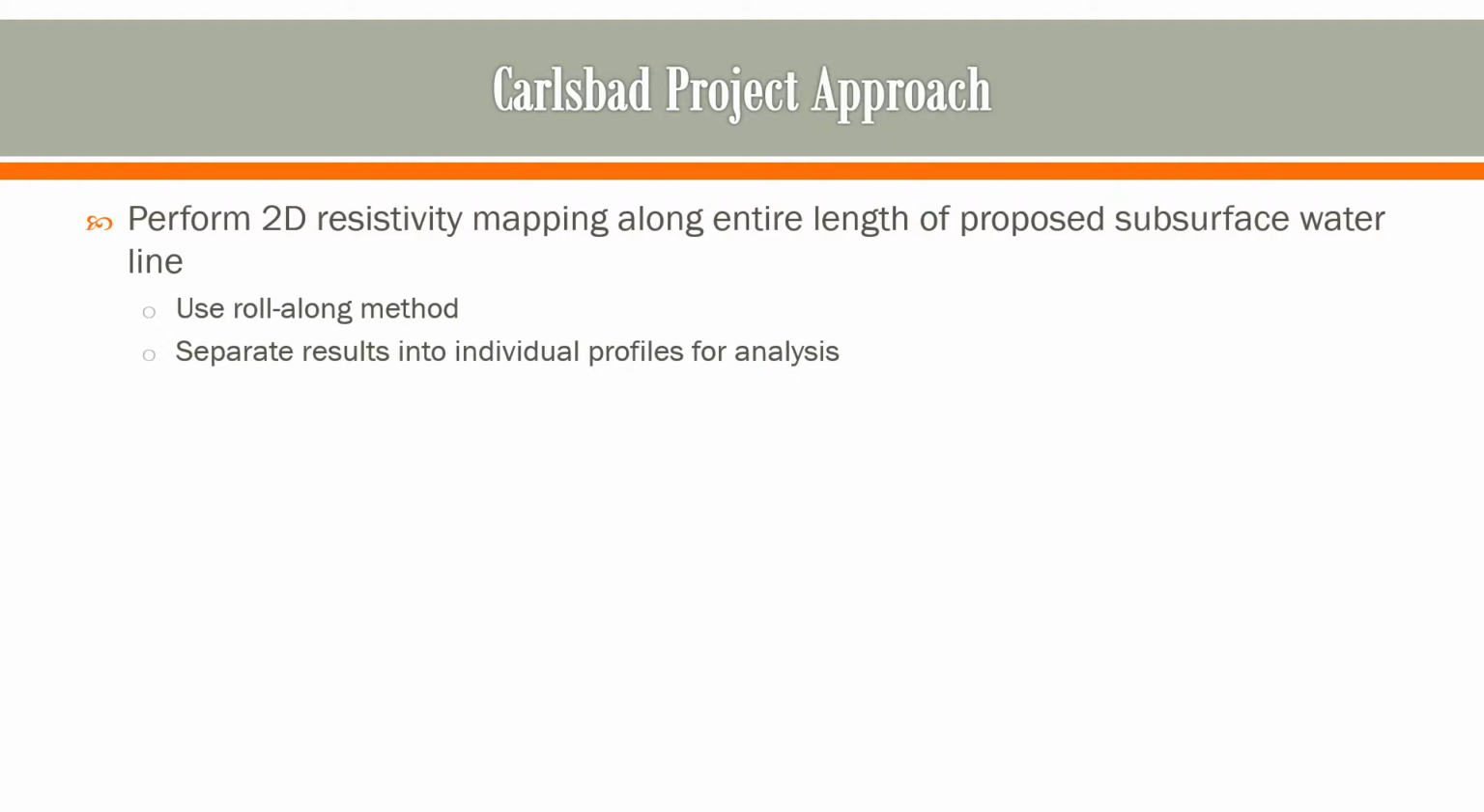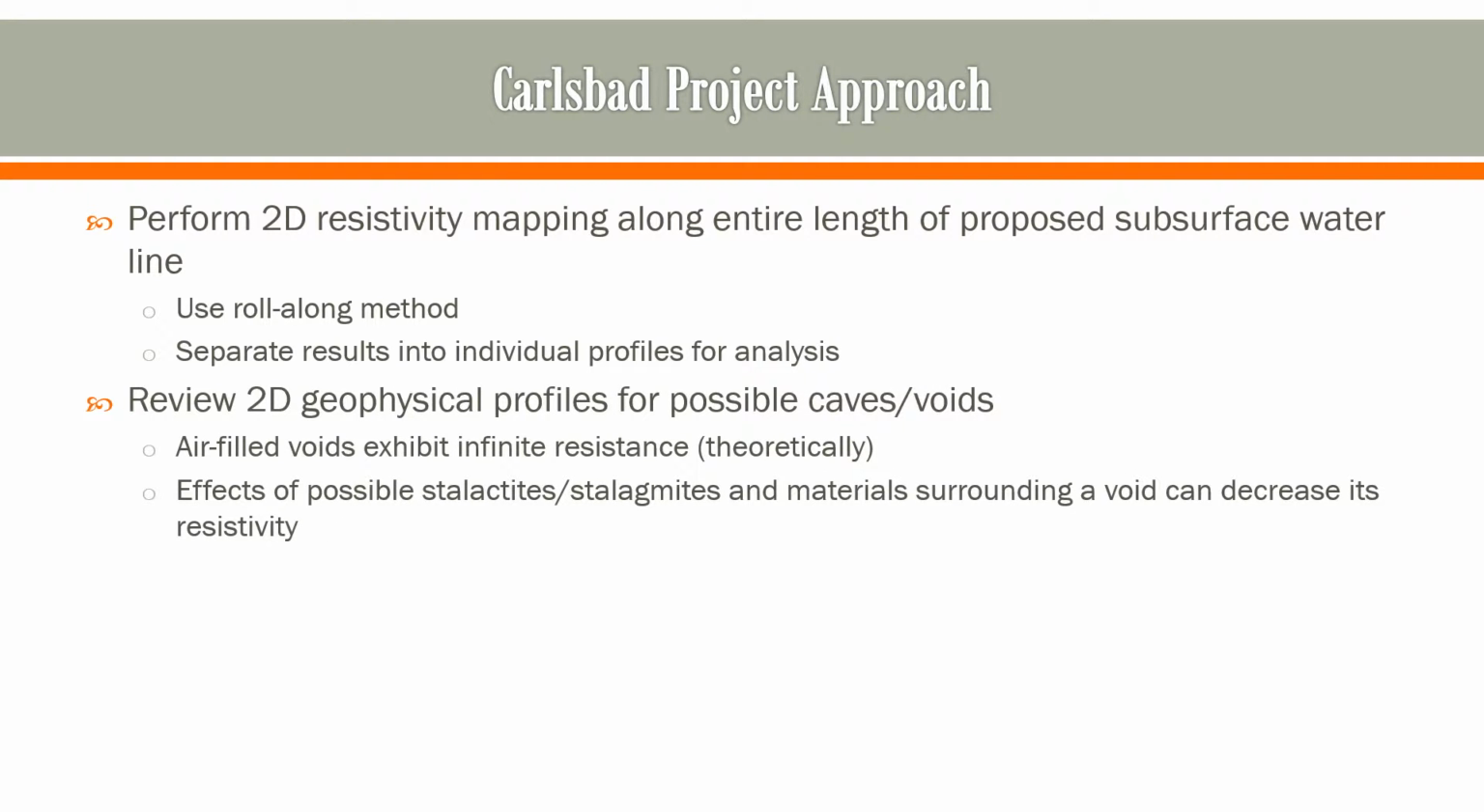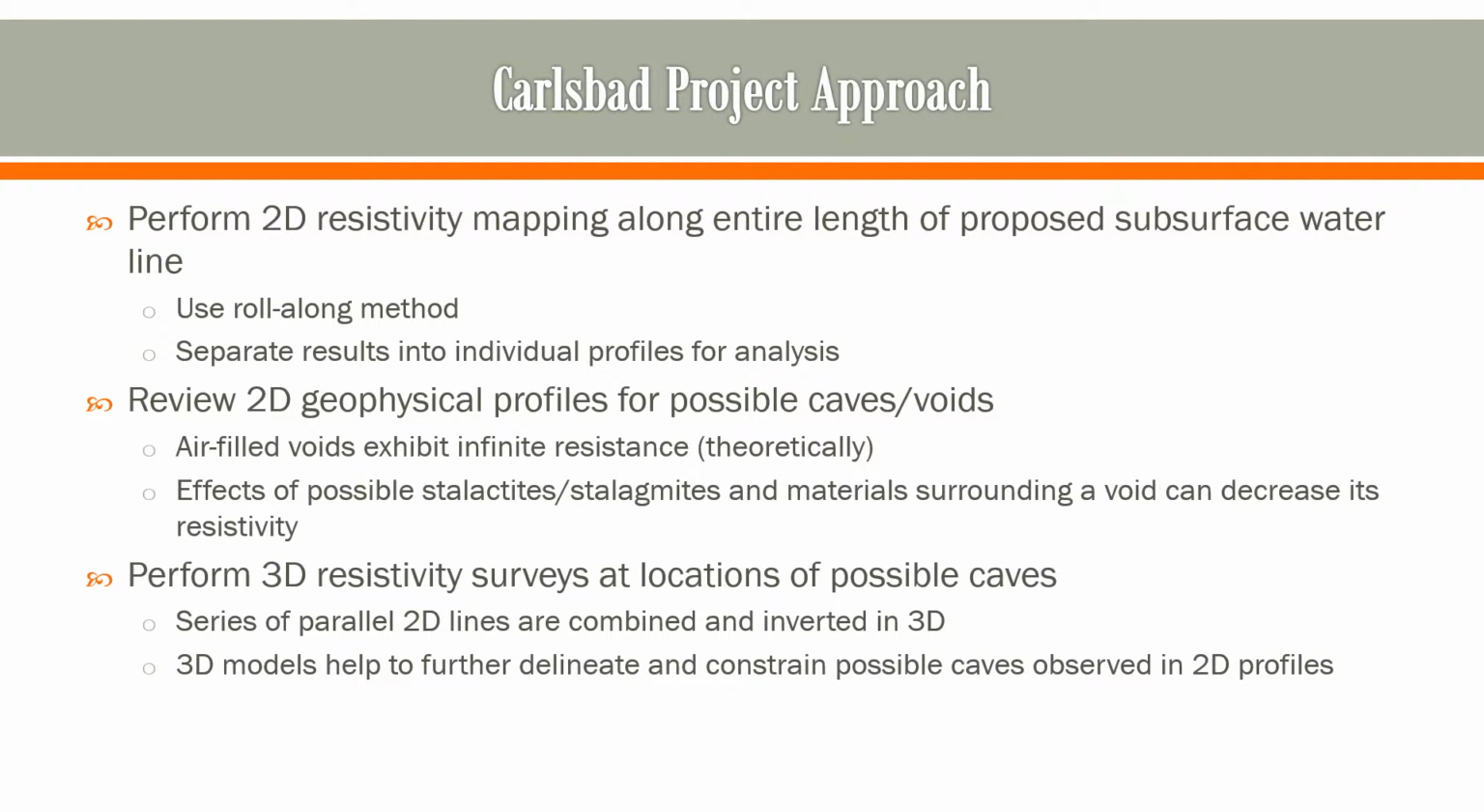We had a two-part approach. The first was to perform two-dimensional resistivity mapping along the entire length of the proposed water line. We used what's called a roll-along method and then separated all the profiles into individual cross-sections for analysis. And we reviewed that data looking for possible air-filled voids, which in electrical resistivity would show up as off-scale, very high resistance targets. Then once we identified those locations, we went back and performed 3D resistivity surveys centered on those possible caves to further delineate and constrain their size and depth.